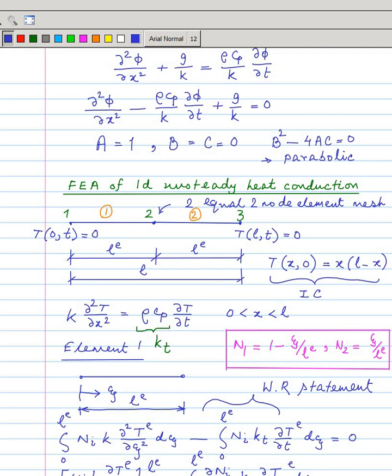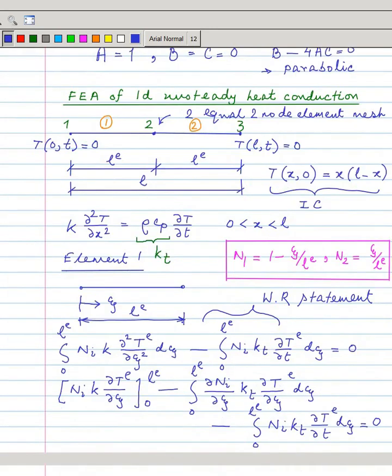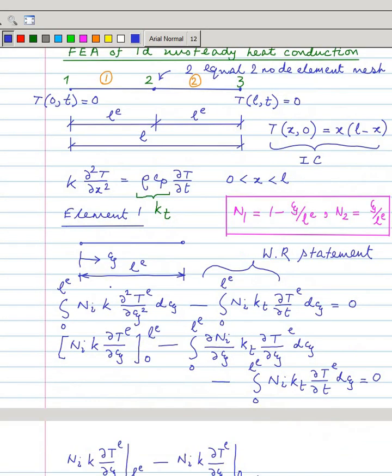Here the boundary temperature is 0, and this is the initial condition, that at time t equal to 0, this is the distribution of temperature. So this is the equation. Now during finite element formulation using Galerkin's principle, you use the weighting function Ni. So you multiply Ni with this and Ni with this and you equate it to 0.